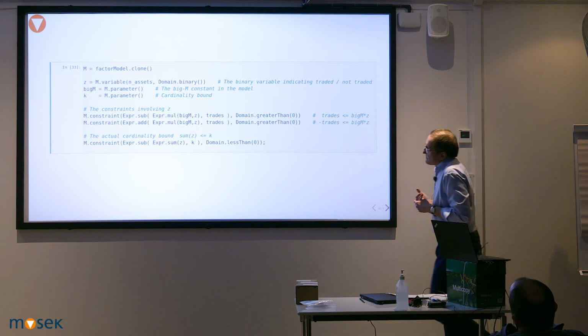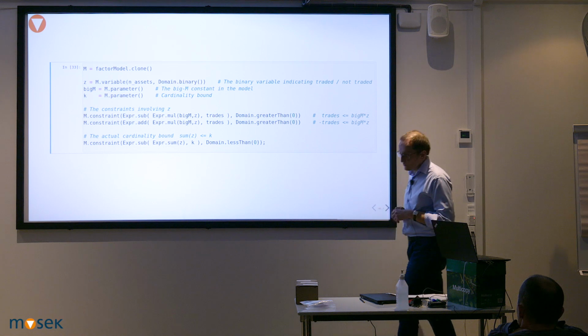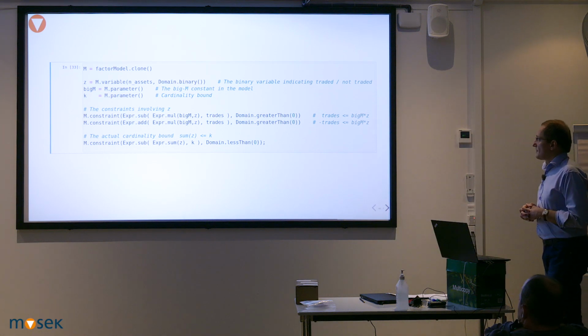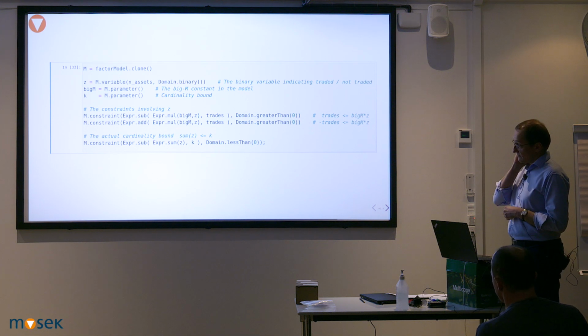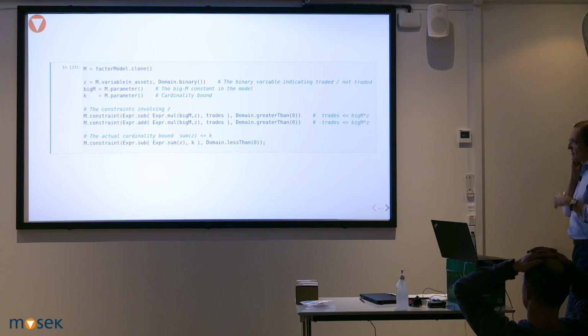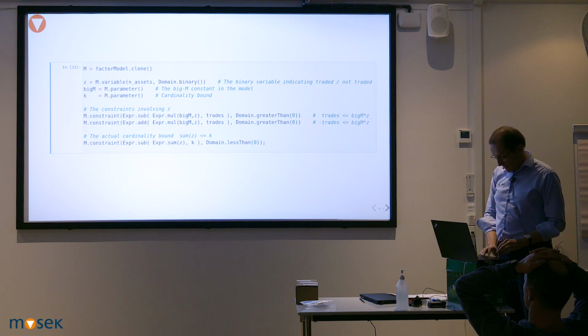I chose, in this case, to define the parameter, the big M, and the cardinality bound as parameters because I want to solve it a few times with different values of k. And then I'm adding the linear equalities and the actual cardinality bound. All this that we had on the previous slide, again, is more or less the same syntax as we had before.